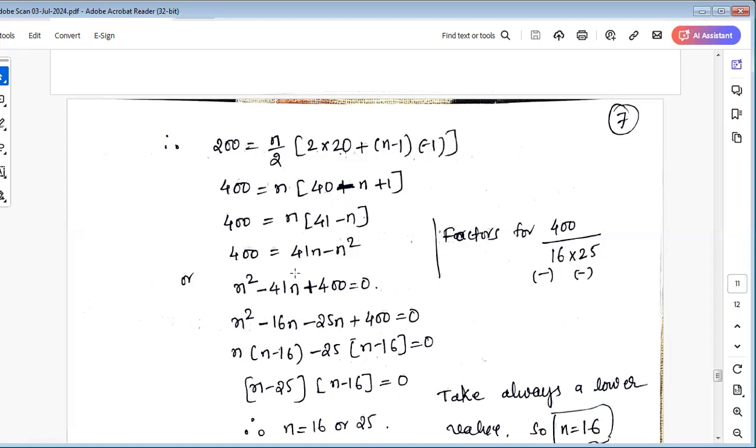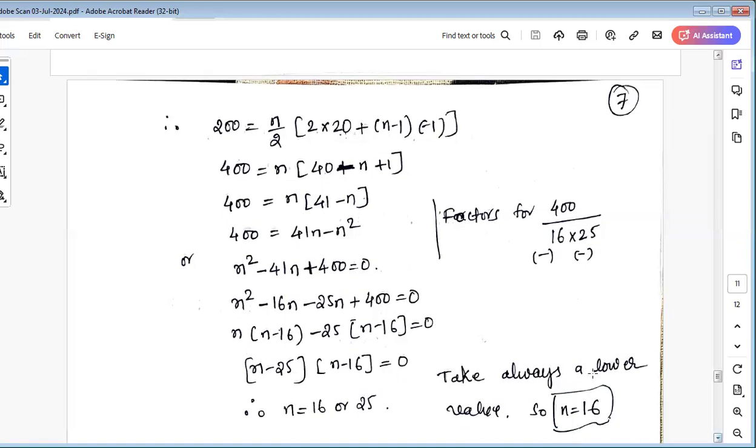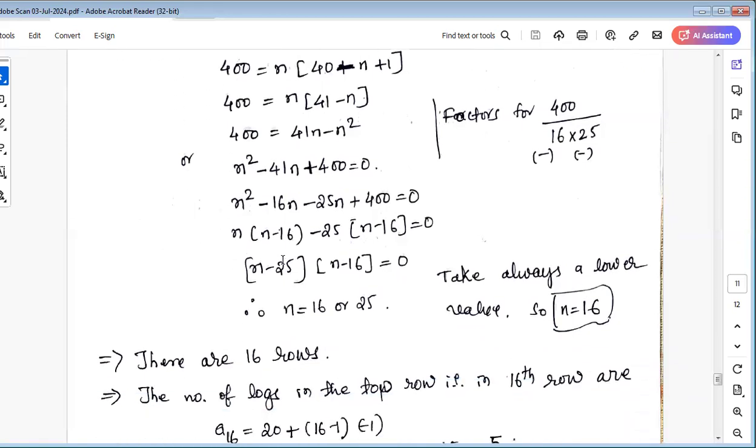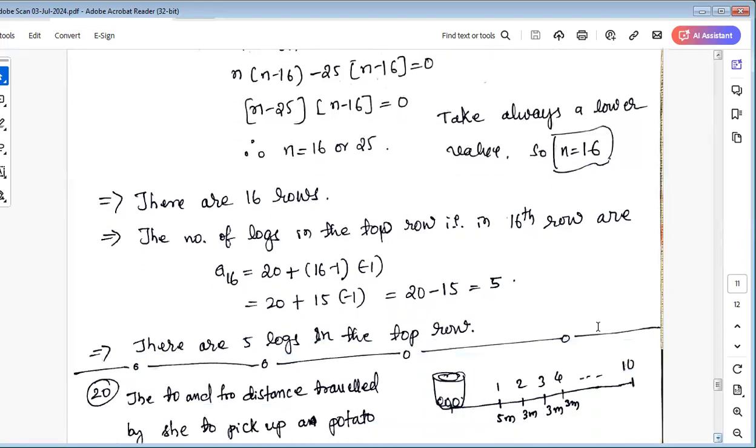So n square minus 41n is written as n square minus 16n minus 25n, because they are the factors of this 400, plus 400 is equal to 0. So take n common here, it becomes n minus 16, and take minus 25 common, it becomes n minus 16 is equal to 0. So two terms are there. So n minus 25 into n minus 16 is equal to 0. So this shows that n is equal to 16 or 25, but always we have to take the lower value, n as 16. That means there are 16 rows.